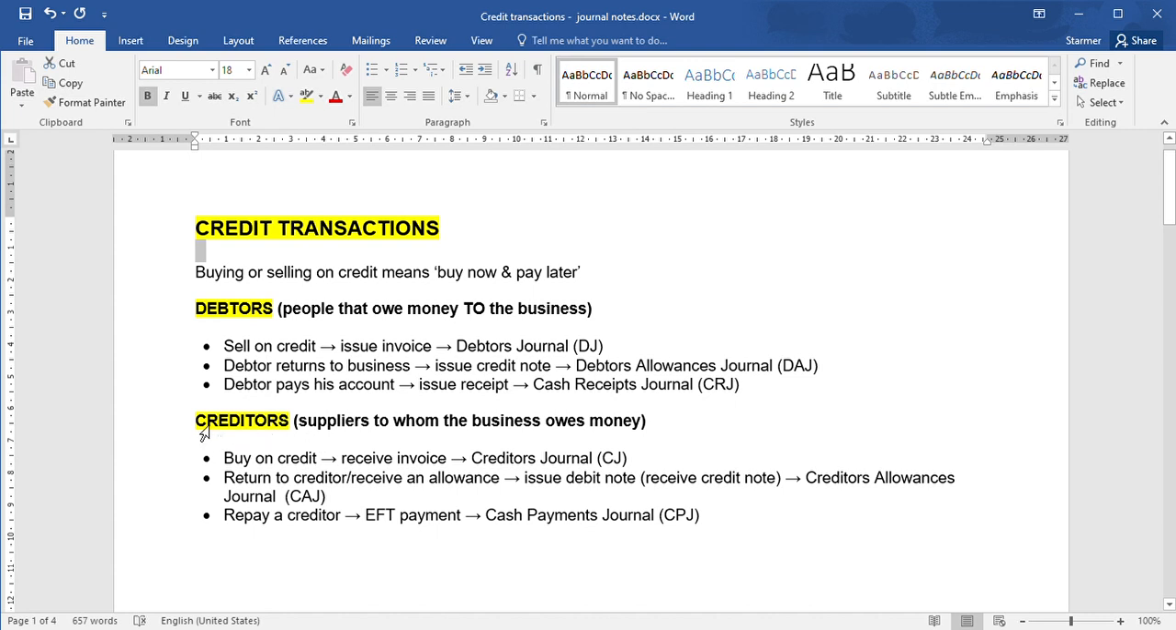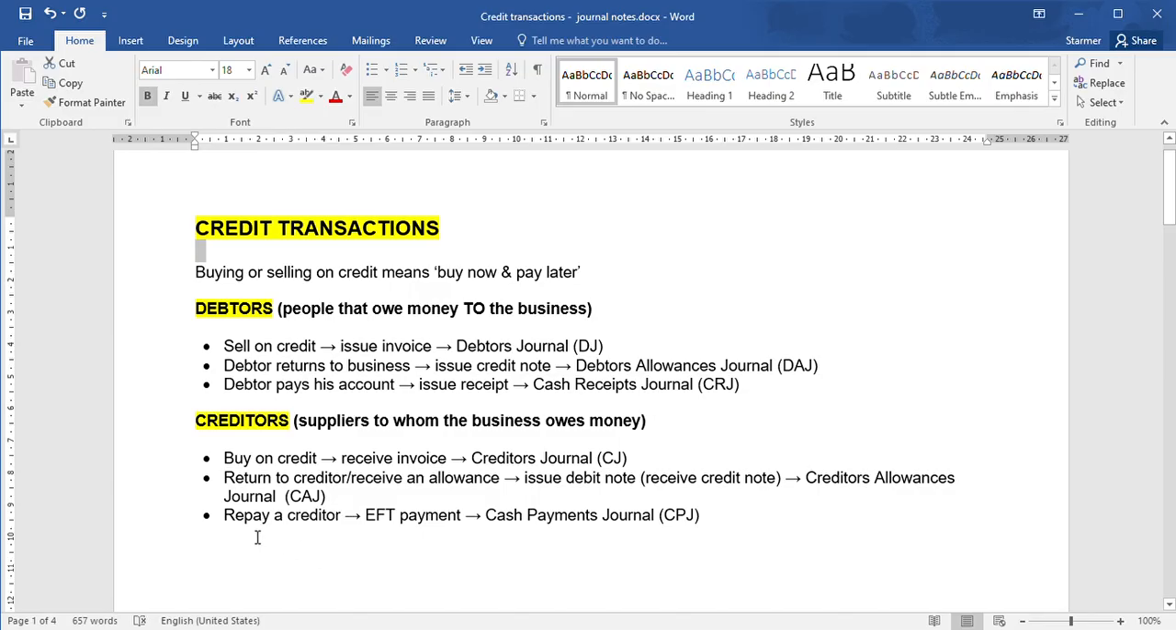Then creditors are the businesses that we owe money to. So we could buy on credit. If we do that, we're going to receive an invoice, and the journal used for that is called the Creditors Journal, abbreviated to CJ. If we return anything to a creditor, or they've given us an allowance, maybe they overcharged us, we're going to issue a debit note, and once they agree with our claim, they're going to give us a credit note. And then we're going to record that transaction in the Creditors Allowances Journal, your CAJ.